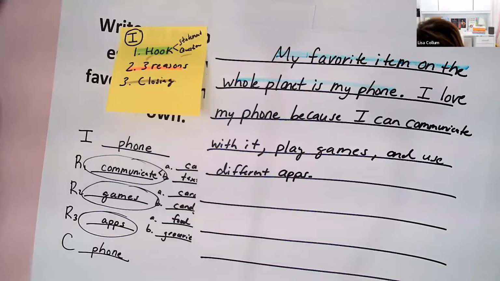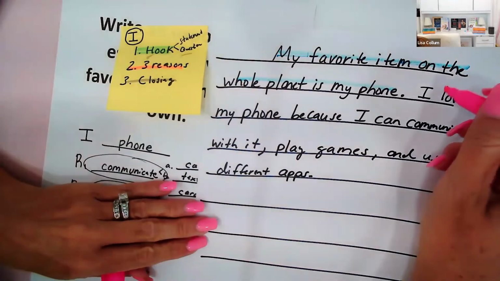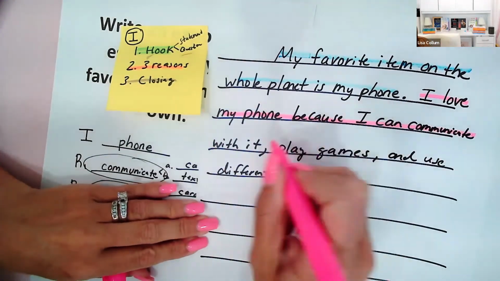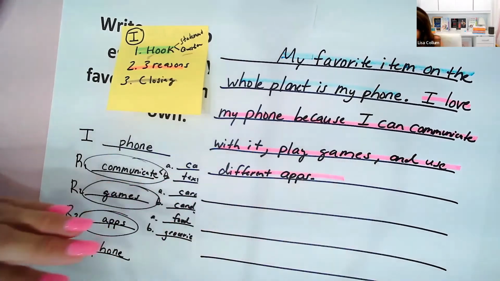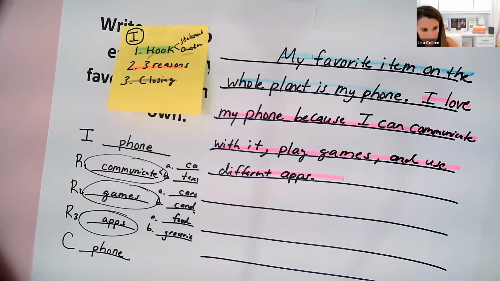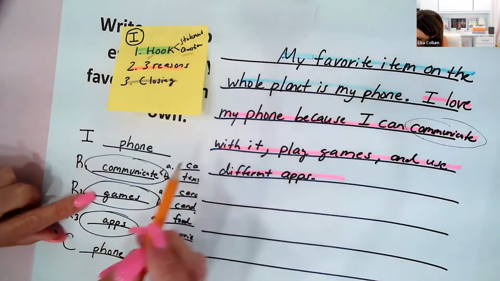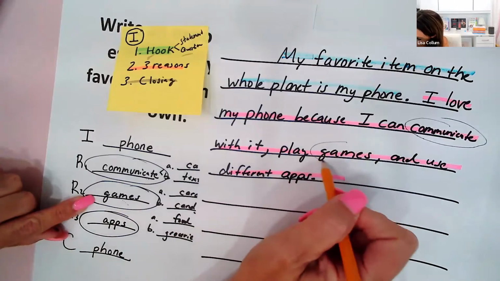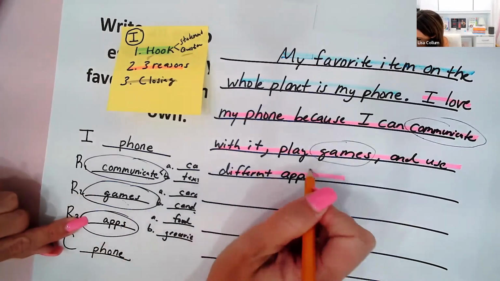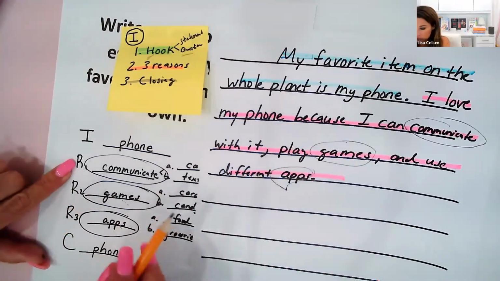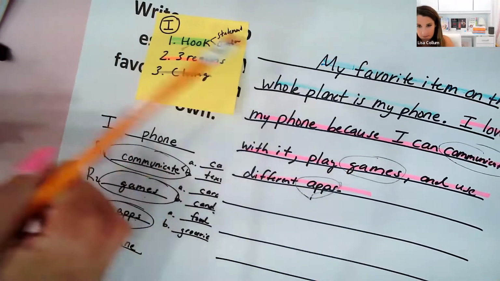I'm going to get pink for this one. I love my phone because I can communicate with it, play games, and use different apps. You can see here, I'm just going to do this with a pencil so you can see. Communicate, right here, R1. So right here, R2 is games. Right here, apps is here. I'm not naming my A's and B's. I'm just naming my reasons.